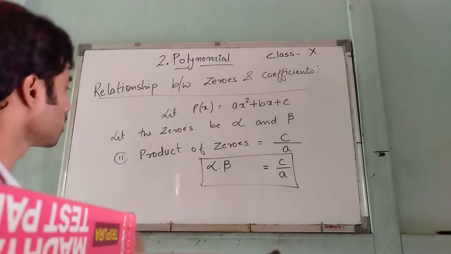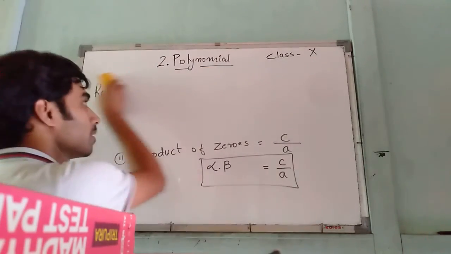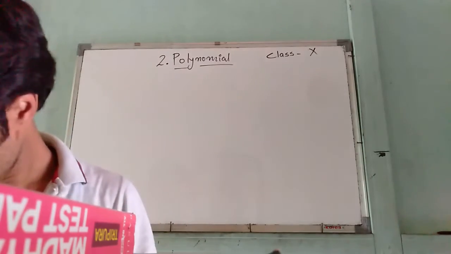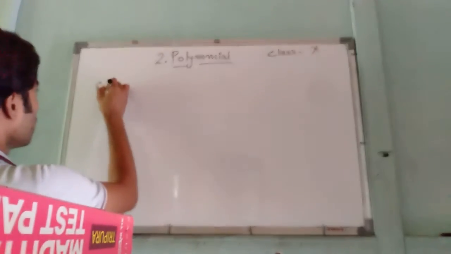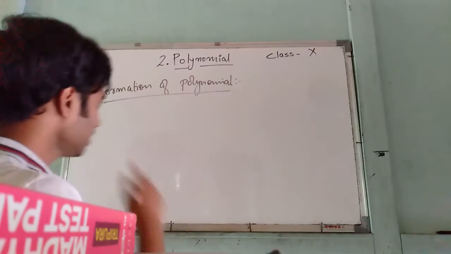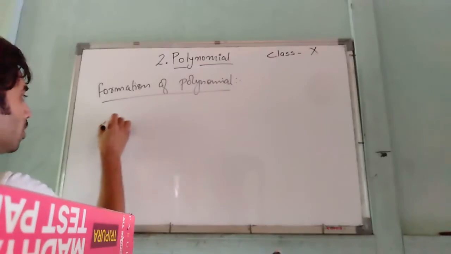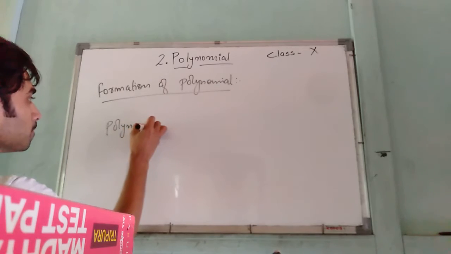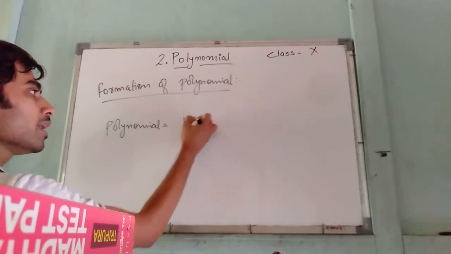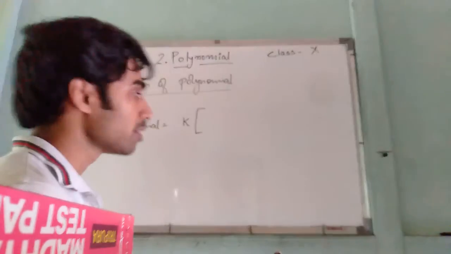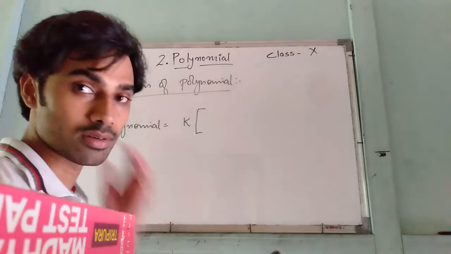Okay, one more topic is left, that is formation of a polynomial. How to form a polynomial? For forming a polynomial, there is again one formula. The formula is: polynomial is equal to k, where k means a constant term again. Don't get confused. You can write any other number or any other alphabet also.